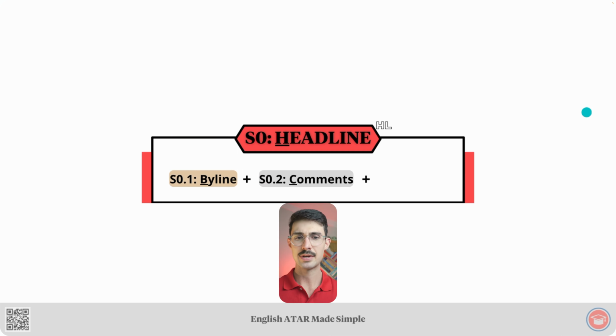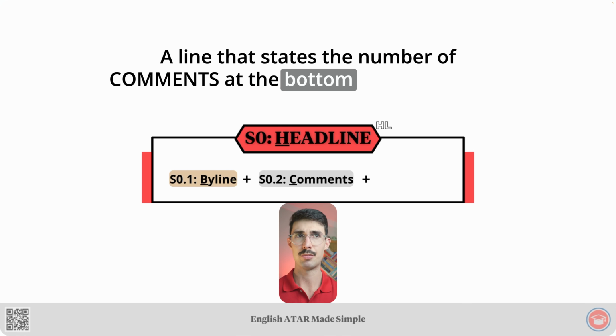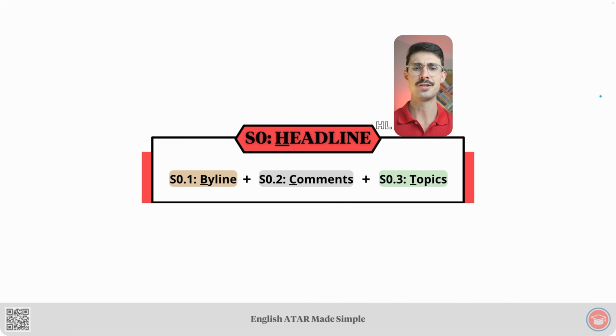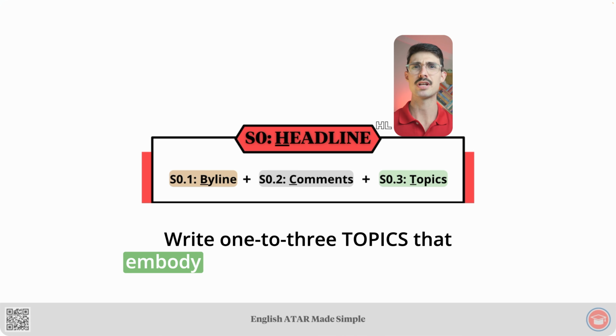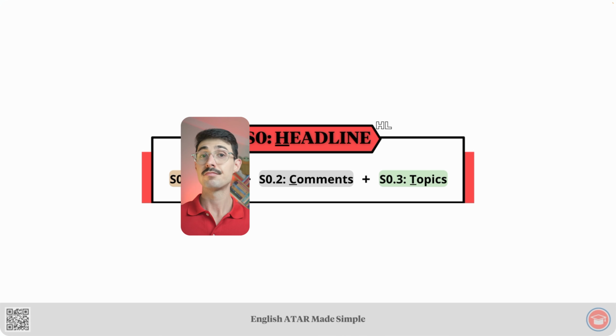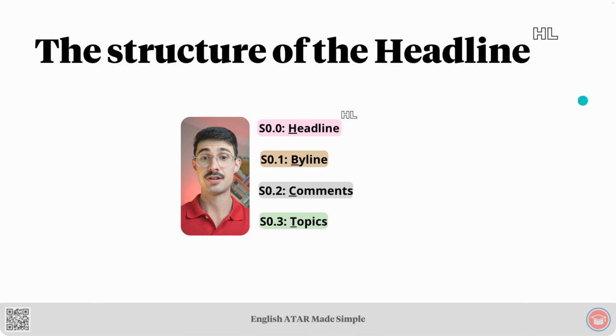After the byline, we have the comments element, which is section 0.2. This is a line that states the number of comments at the bottom of the web page. Our final element, section 0.3, topics. This is where we write 1 to 3 keywords that embody the contents of your blog post. So those are our 4 elements of the headline.